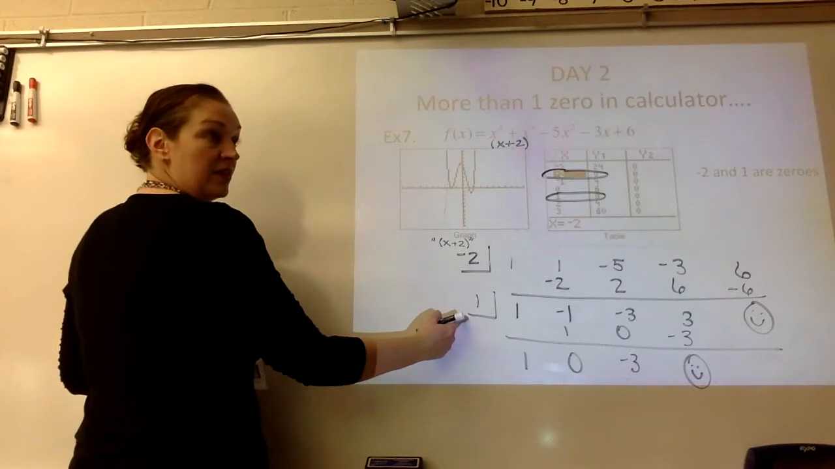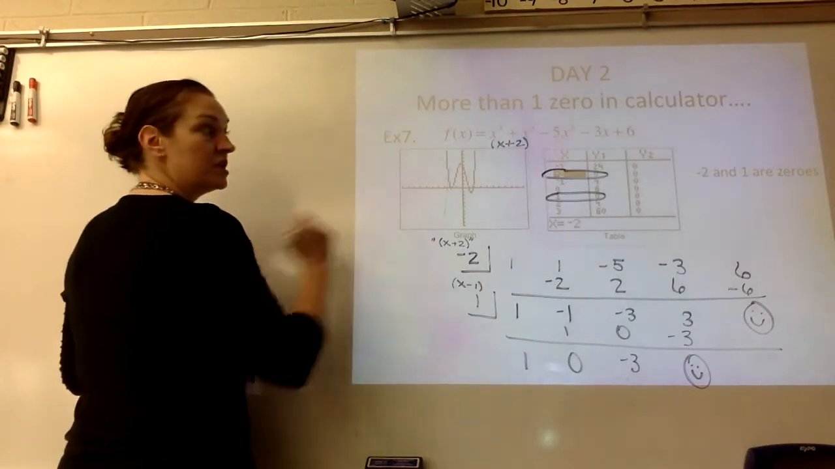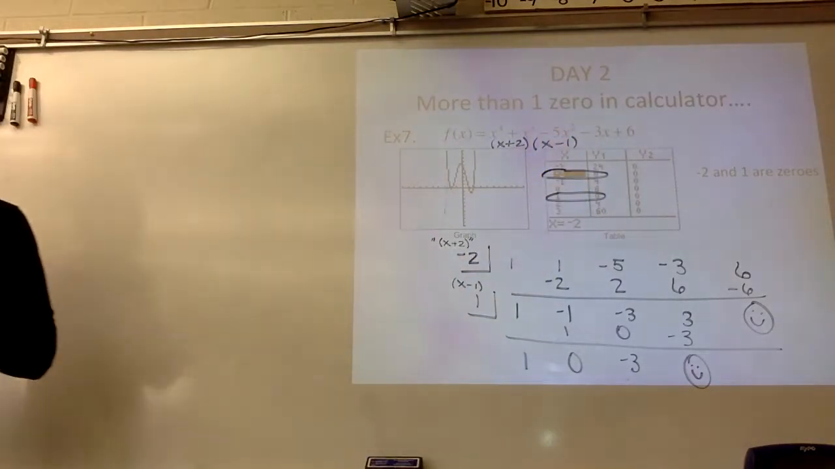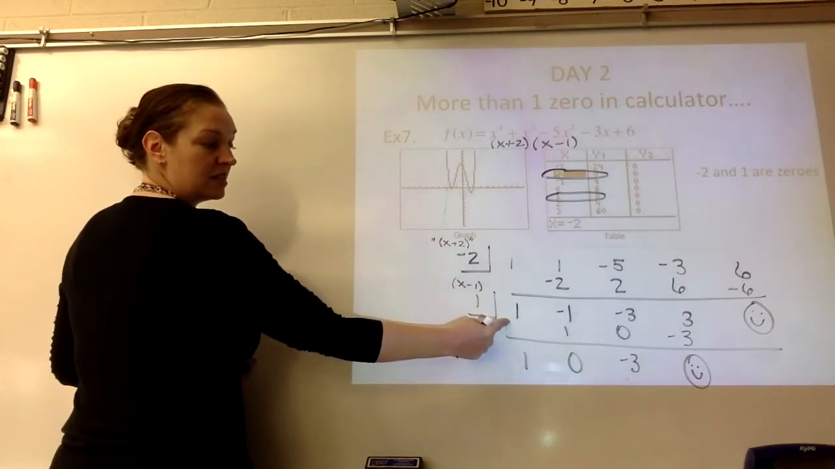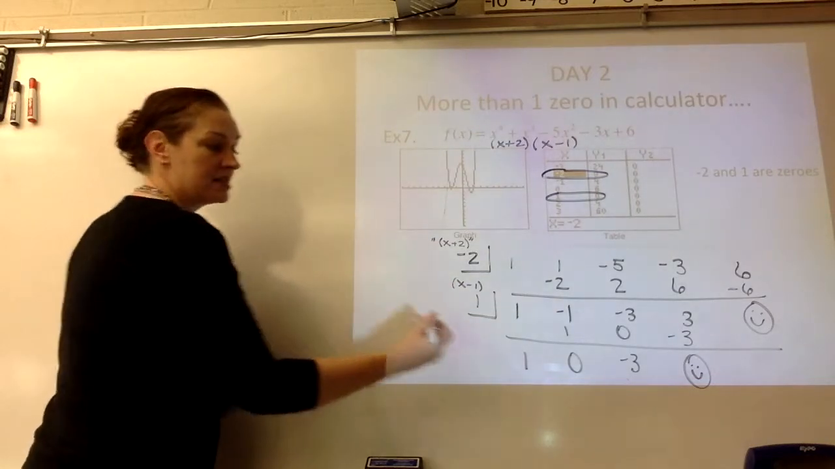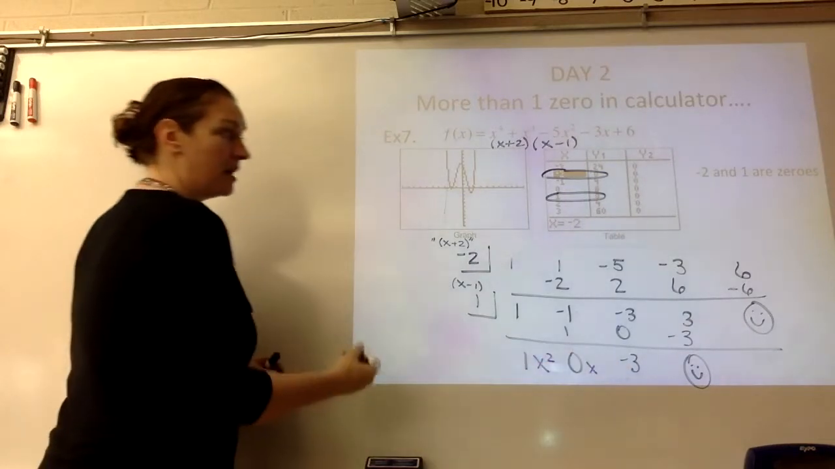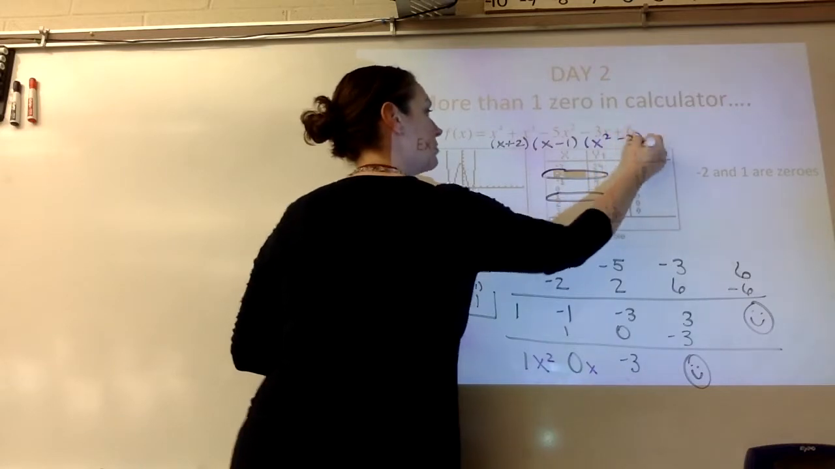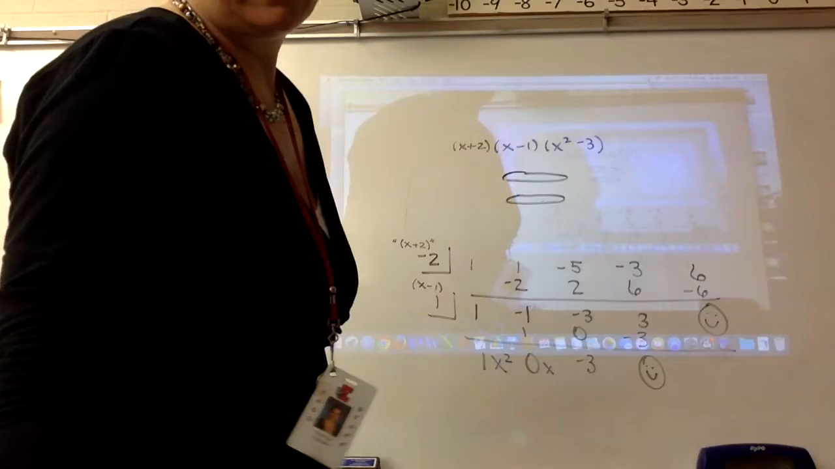By dividing by this 1, I'm really checking an x minus 1 division. So I've now taken out an x minus 1. What am I left with? Well, I started with x to the 4th. I went down to x to the 3rd. Now I'm at x squared, 0x minus 3, which gives me x squared minus 3 left over for the factored form. Does that make sense?